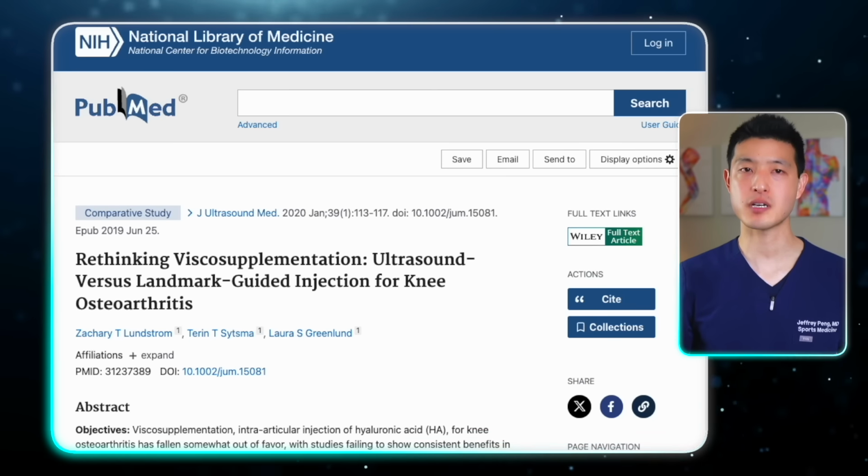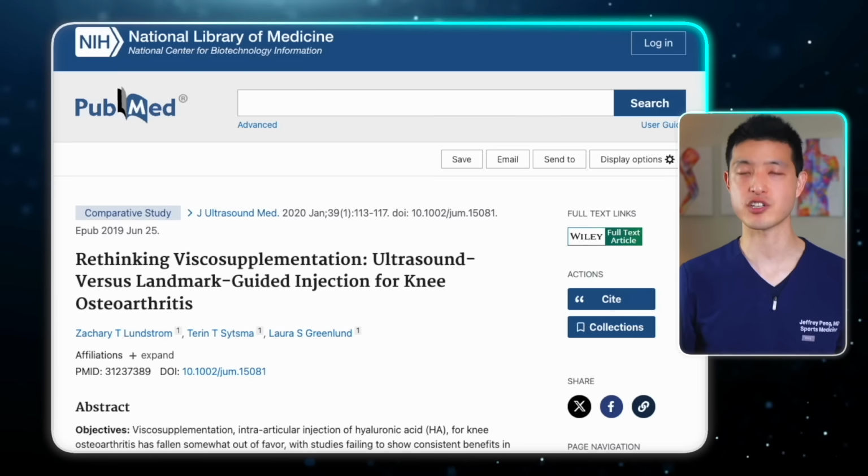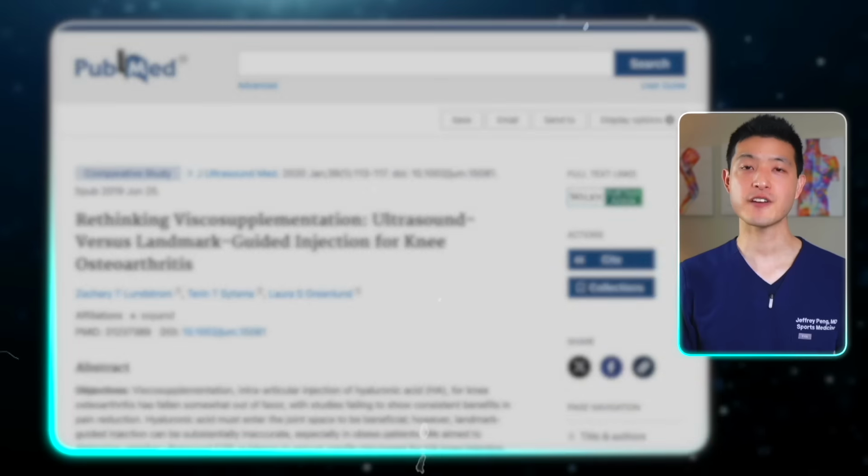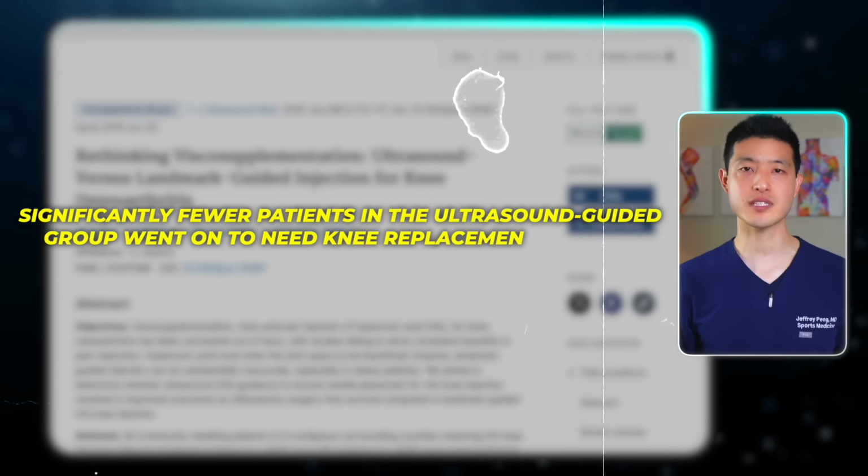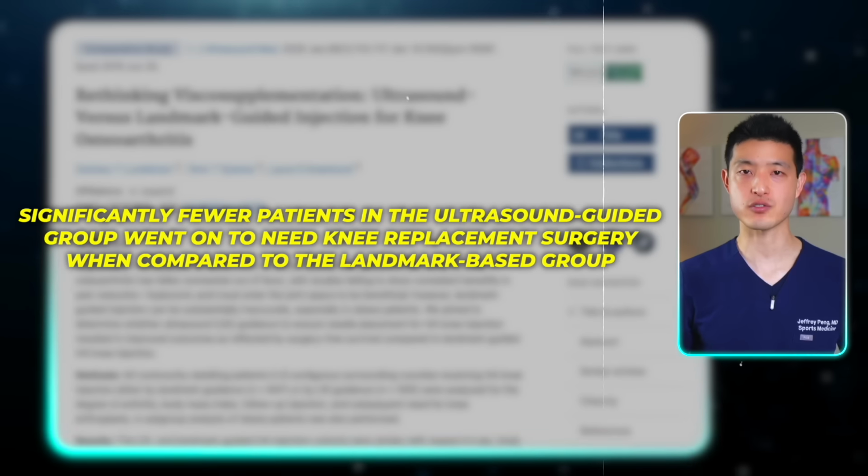This study looked at outcomes when comparing landmark-based hyaluronic acid injections to ultrasound-guided injections. They found that significantly fewer patients in the ultrasound-guided group went on to need knee replacement surgery when compared to the landmark-based group. This difference was even more pronounced among obese patients. The reason for this is because landmark-based injections are much more difficult in those with excess soft tissue. The authors of the study conclude that we need to rethink viscosupplementation and that patients who received ultrasound-guided knee hyaluronic acid injections were significantly less likely to undergo subsequent knee arthroplasty than patients receiving landmark-based hyaluronic acid injections.